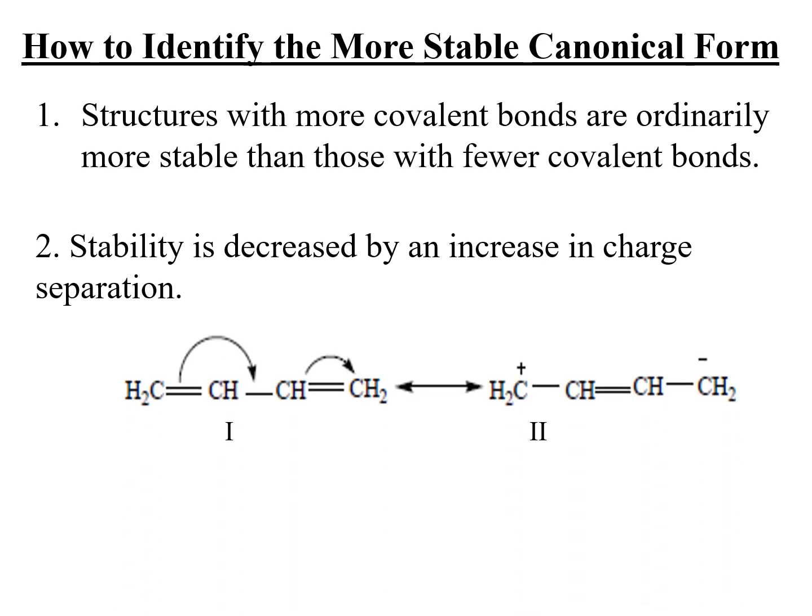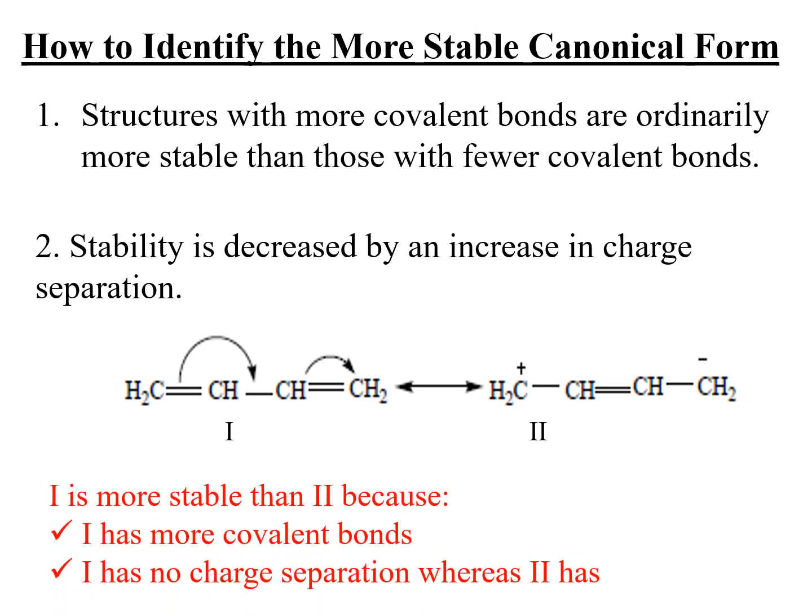Looking at structure 1 and 2, which of them is the more stable canonical form? If you look, 1 has 5 covalent bonds, while 2 has 4. There is no charge separation in 1 and there is charge separation in 2, making 1 more stable than 2.